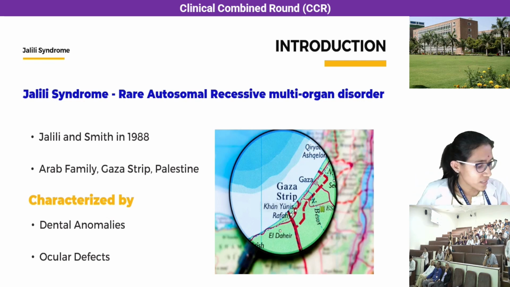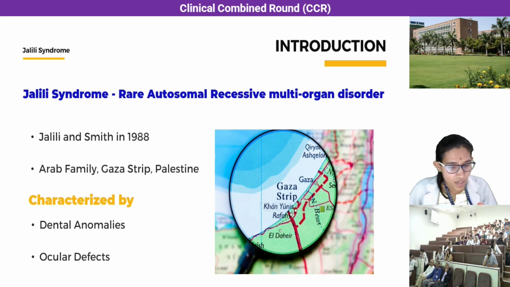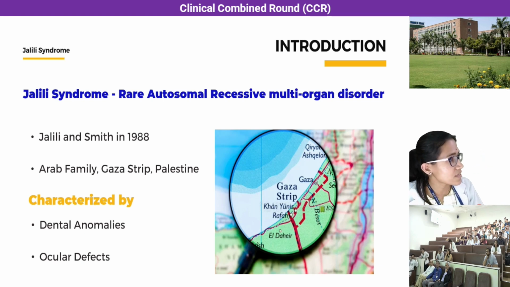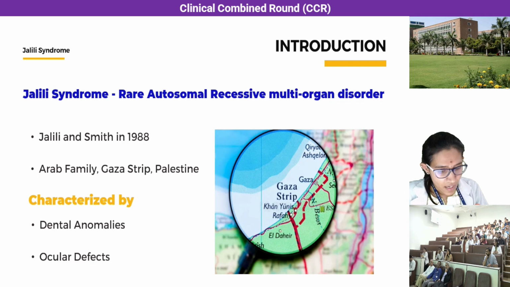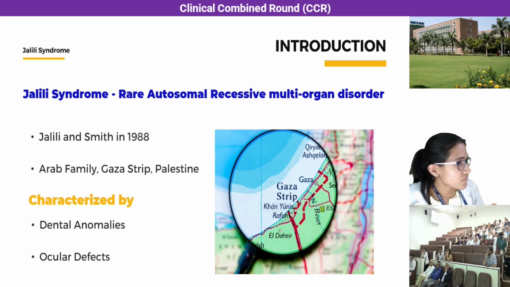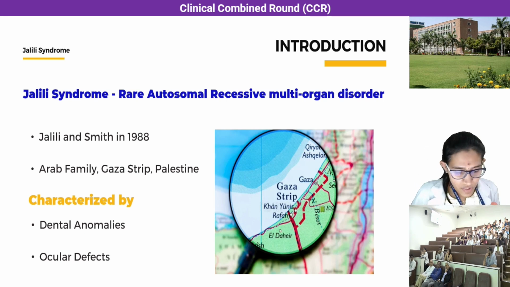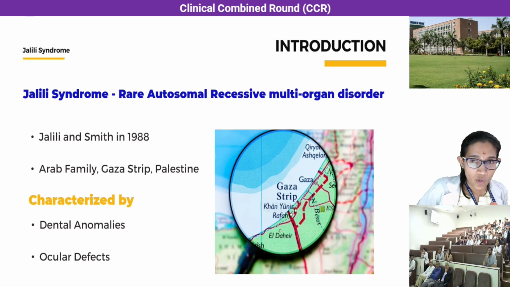So, basically, Jalili syndrome is a rare autosomal recessive multi-organ disorder which was first reported by Jalili and Smith in the year 1988 in an Arab family across the Gaza Strip in Palestine. He observed 29 patients in a family and found a co-occurrence of disorders in two major systems, one involving the dental anomalies and the other the ocular defects.